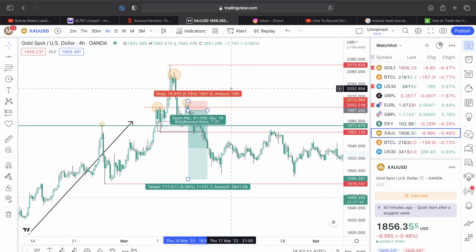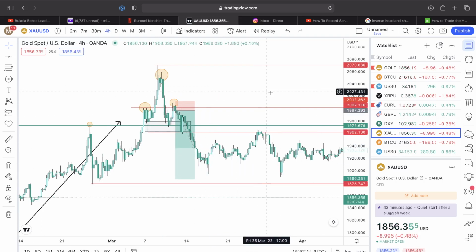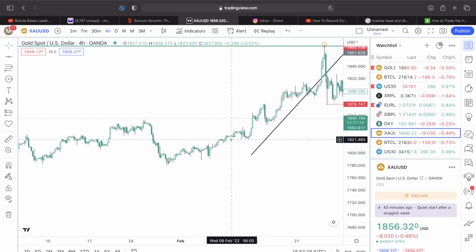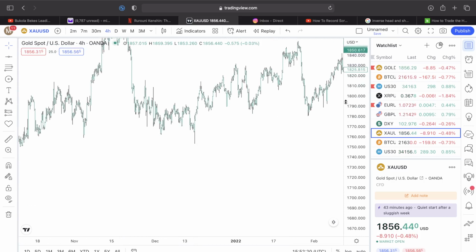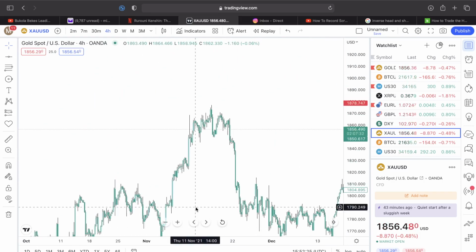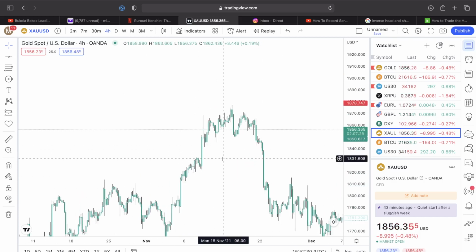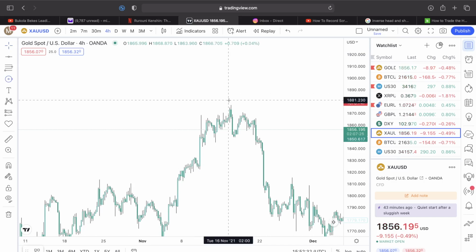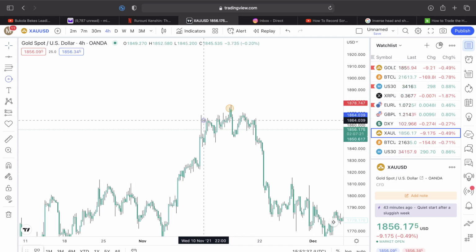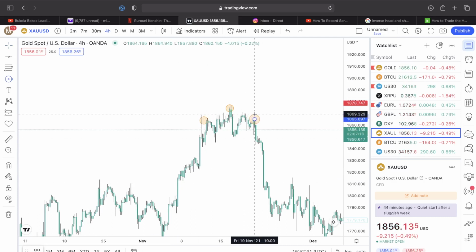So now let's see if we find other examples. Okay, let me play around again on the 4 hours. Let me see if I find another head and shoulder pattern. Yeah, here is one. Yeah, so again, here's another one. All right, so we have the head here, left shoulder, there, right shoulder. Okay, then again the neckline.